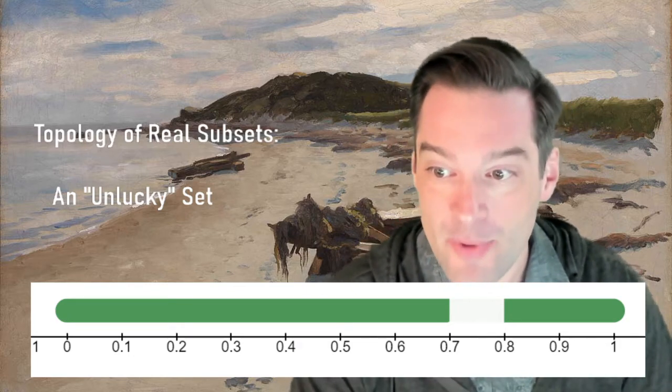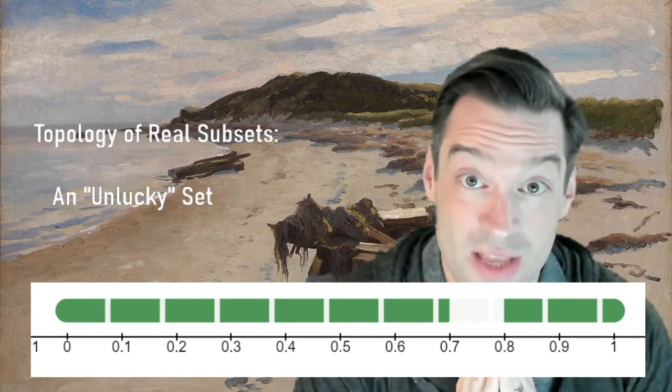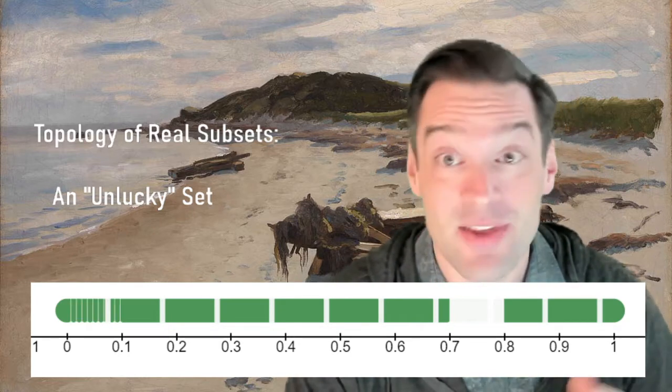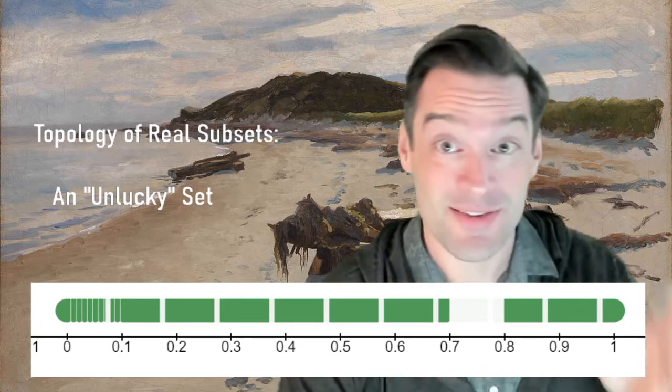And then after that, I take away everything that has a second digit of 7. And so I've taken away a little bit more. Then I take away everything that has a third digit of 7. And I've taken away just a little bit more. And so on and so on.